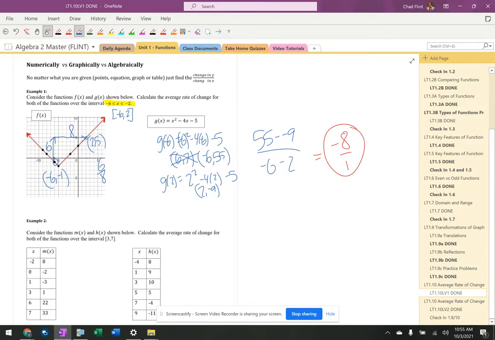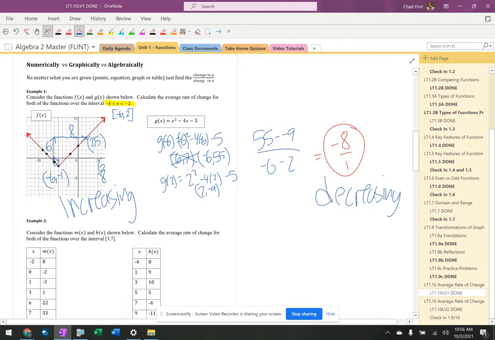The other thing that you will see, and I'm going to talk about this right here, is this one's increasing because it has a positive slope. This one is decreasing because it has a negative slope. So occasionally that might get tossed into one of these things, or if you have to explain the slope, you might want to use increasing or decreasing to explain it.